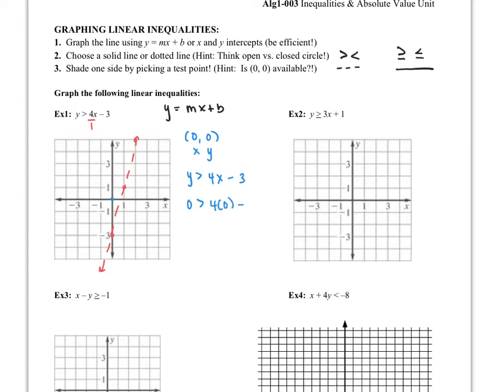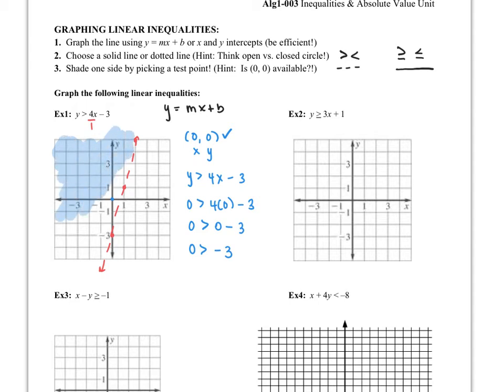And hopefully you can see why the origin is such a great point to pick. It's pretty easy to work with. So then I would get 0 is greater than 0 minus 3, which is 0 is greater than negative 3. Now that's true, which means that the origin is in fact a solution. And here's the origin. It's located on this side of my boundary line. That means all the other solutions are also located on this side as well.